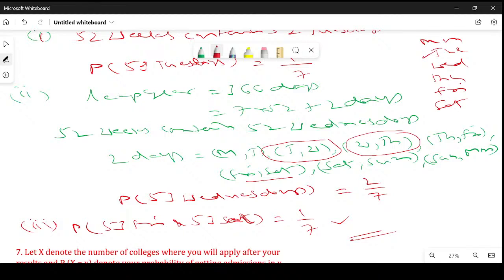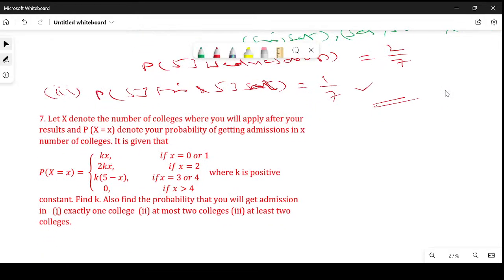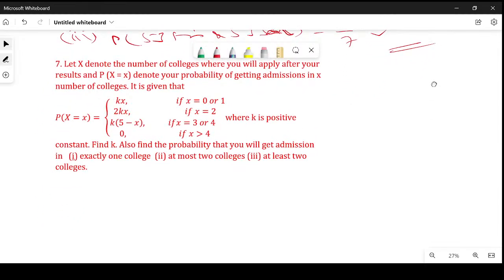Then you see this another problem now, the seventh one, question number 7. If you look at question number 7, again they have given that we should make a probability distribution table and find the required values. First, how to make the probability distribution table. Before, we have done two problems similar to this. Now I am going to explain this.